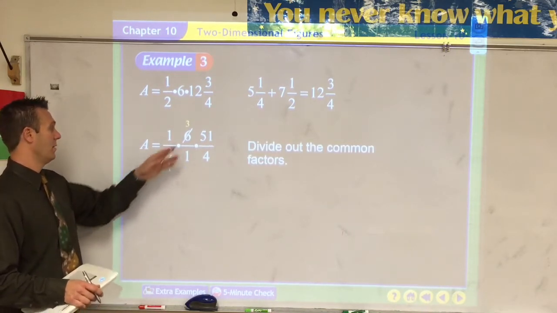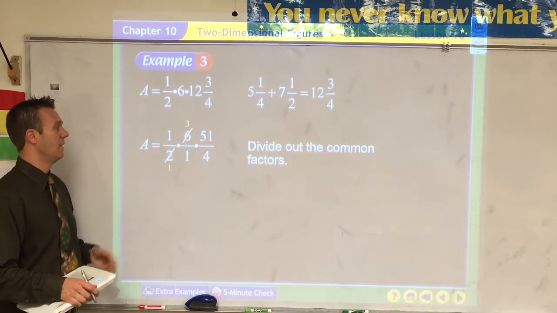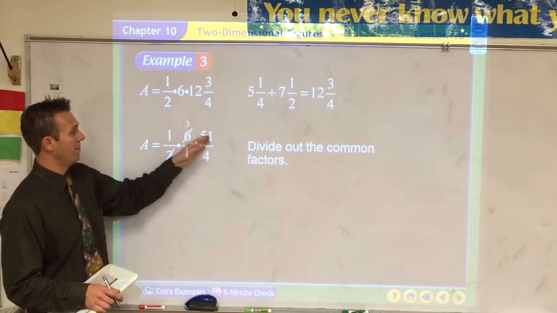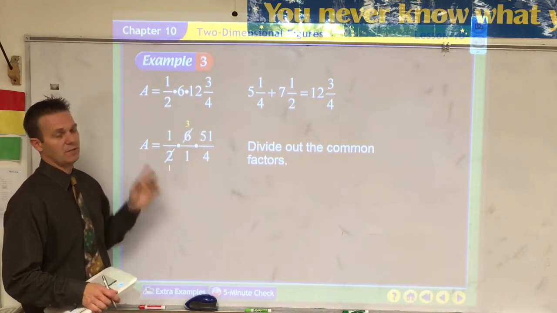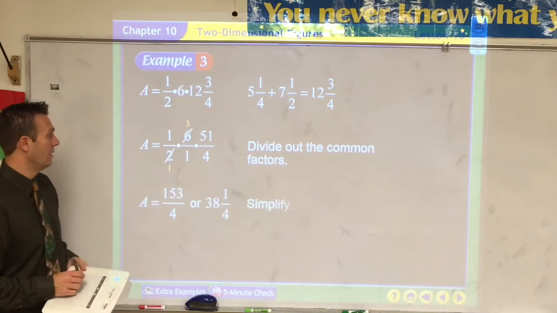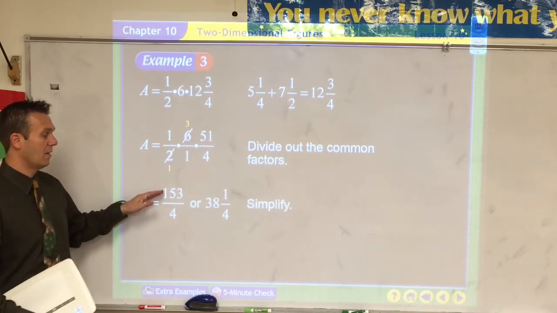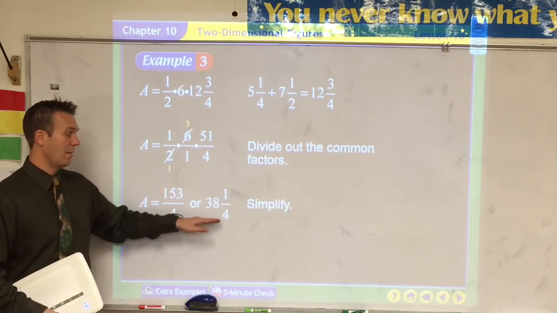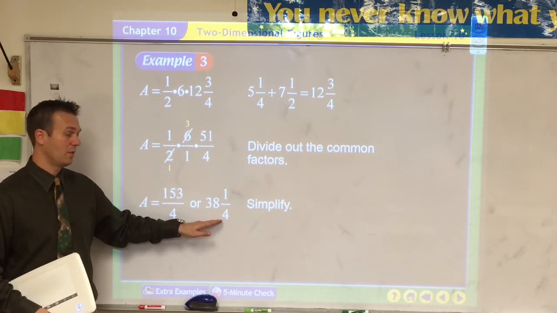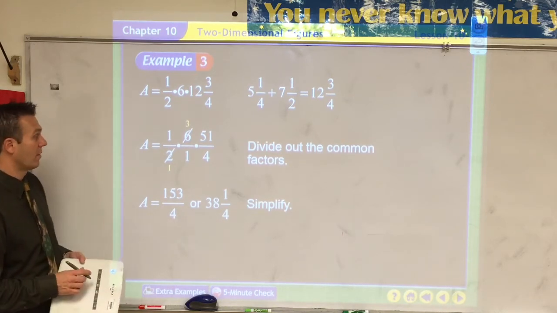And what they're doing here is they're cross-reducing. You could do that, or you could have changed this right away to 51/4 and cross-reduce that way. Either way, it will work. And when you end up with your final answer, you get 153/4. Put that back into a mixed number, mixed fraction, and you get 38 1/4.